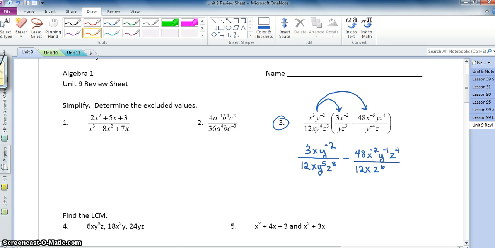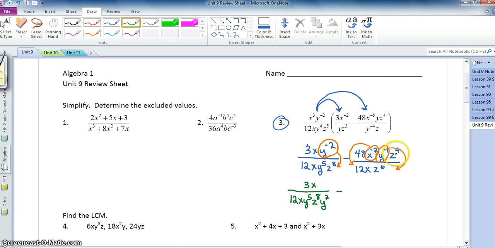Now what I have to do is make sure all my exponents are positive. You always must end with positive exponents. So before I do any simplifying, I'm just going to take all of my negative exponents and move them. That would go downstairs, downstairs, and downstairs. So I would get a 3x over 12xy to the fifth, z to the eighth, and then I'm moving that y to the negative second downstairs, which would become y squared. I'll do the same thing here.